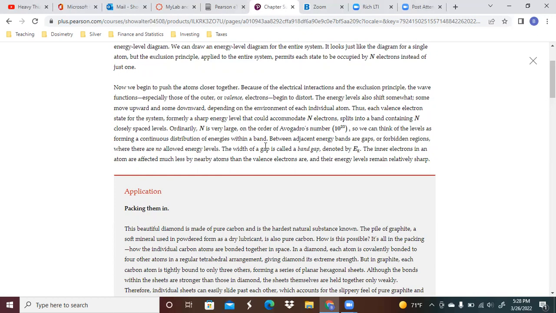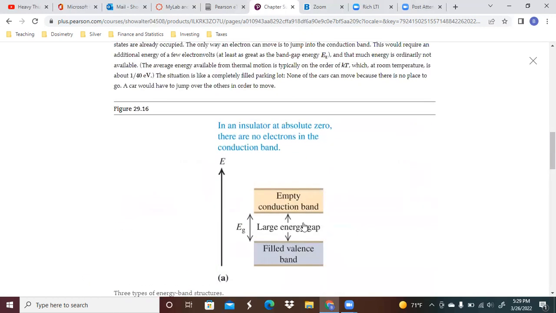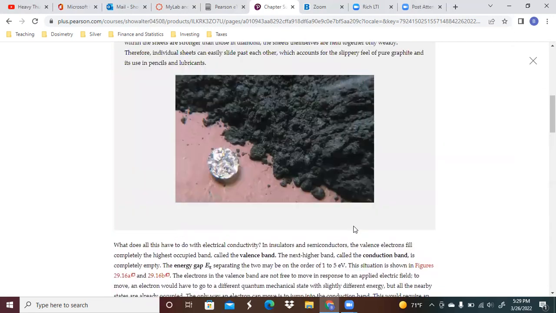Ordinarily, n is very large, on the order of Avogadro's number, if you remember that. So we can think of the levels as forming a continuous distribution of energies within a band. Between adjacent energy bands are gaps or forbidden regions where there are no allowed energy levels. The width of a gap is going to be called the band gap. So this is what we're seeing. We've got a filled valence band. We've got an empty conduction band. We've got a large energy gap here.